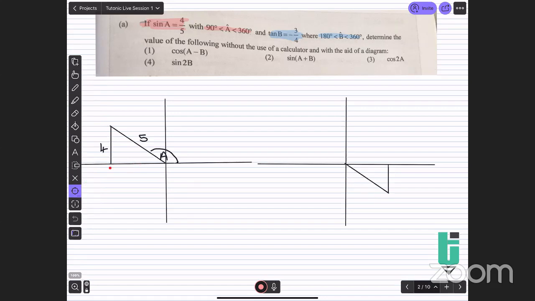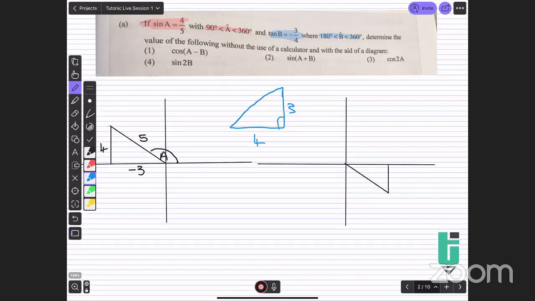You can work it out by using Pythagoras. But have you heard of the golden triangle? The 3, 4, 5. You draw a triangle that has 3, 4, then that becomes 5. So if you see 5, 4, then that must be 3.